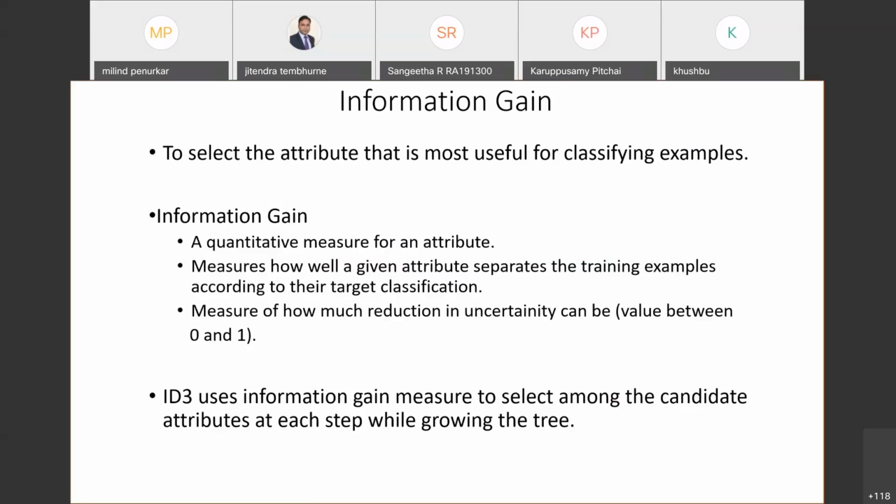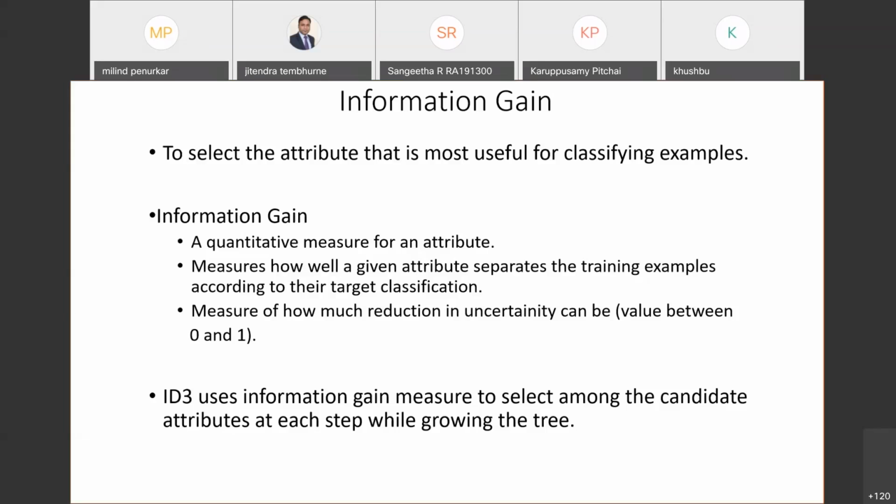To select the attribute that is most useful for classifying examples, we need a quantitative measure that says how well a given attribute separates the training examples according to their target classification. If an attribute separates the training examples according to their target classification, then we say that this attribute should be chosen as the best attribute at the start as the root. We have to find the information gain for all the attributes in the training set, and the one with the higher information gain will be considered the root node. Is this clear?